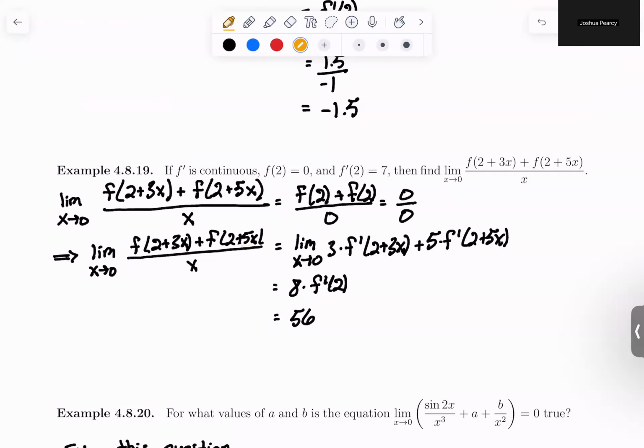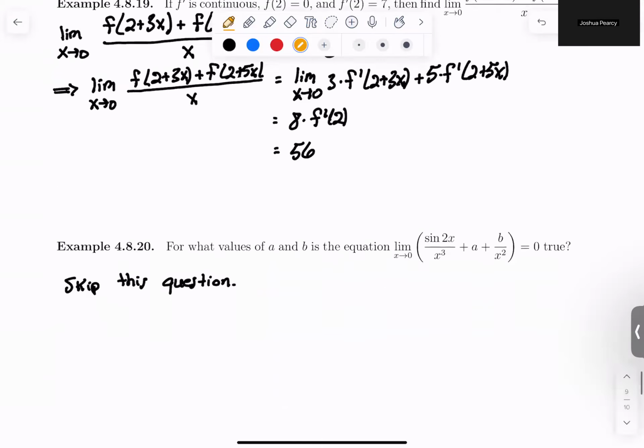Now, the limit as x goes to 0 of this becomes the limit of x going to 0 of f prime of 2 plus 3x ends up being f prime of 2. Similarly here, this is also f prime of 2. So I have 3 f prime of 2 plus 5 f prime of 2. So that's 8 f prime of 2. I apologize, I said g prime of 2 right here, but this should have been f prime again. So this ends up being 8 f prime of 2, and we know that f prime of 2 is 7, so this is 8 times 7, or 56.